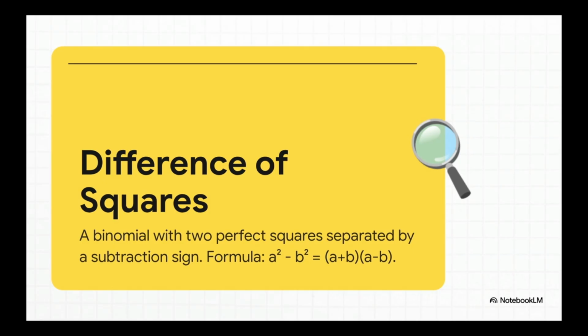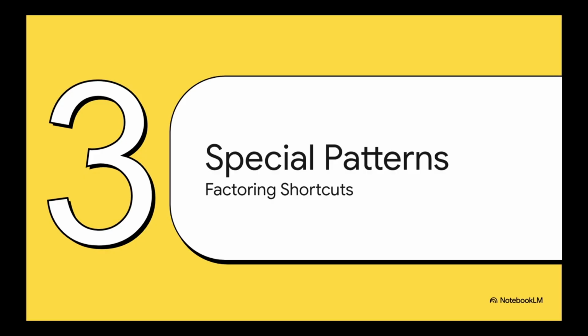So what happens if you're only left with 2 terms? The very first thing you should check for is a difference of squares. Honestly, this one is just a pattern recognition game. Ask yourself 2 questions. Are both terms perfect squares? And is there a minus sign between them? If the answer is yes to both, you're in luck. The formula is super simple. It just factors into 2 binomials with the same stuff but opposite signs, like you see here, a plus b times a minus b. Okay, let's move on to our third tool.